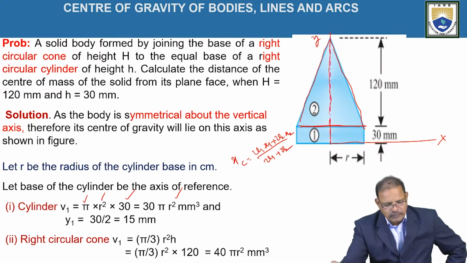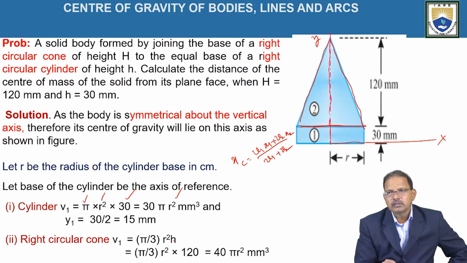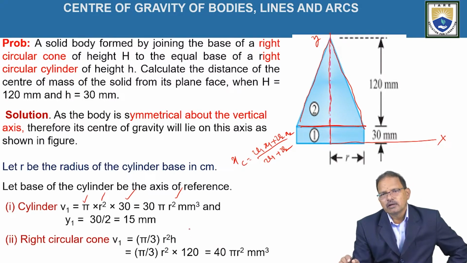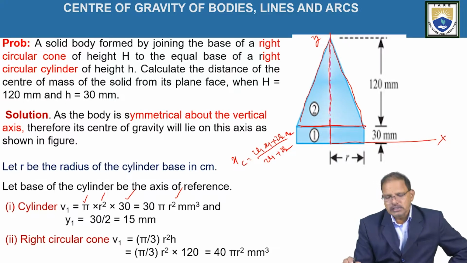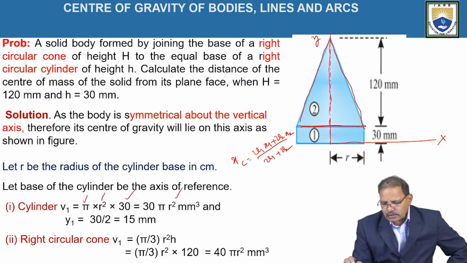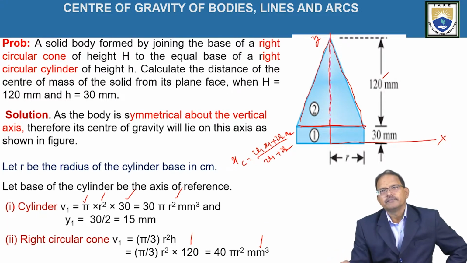Similarly, for the right circular cone, the volume is 1/3 pi r square h, which is equal to pi by 3 r square into h. Pi by 3 r square is the constant given. h is equal to the height of the cone, which is equal to 120 mm, according to the figure. Hence, on substituting the values, we get 40 pi r square mm cube, representing the volume of the right circular cone.